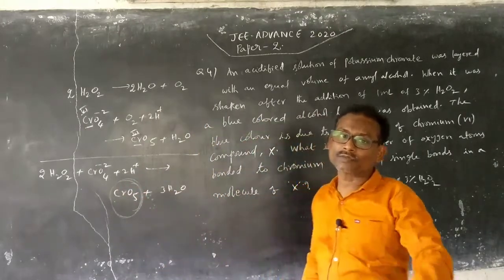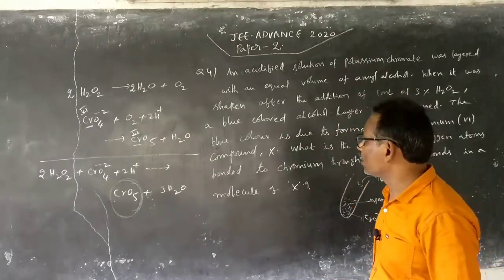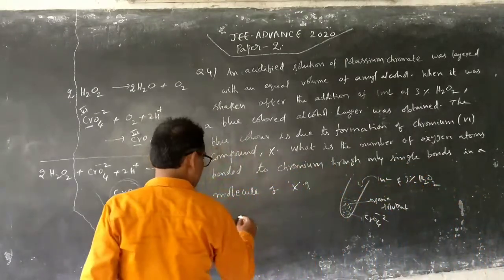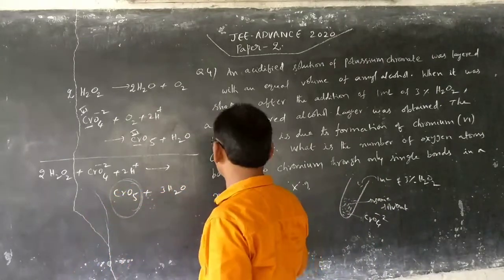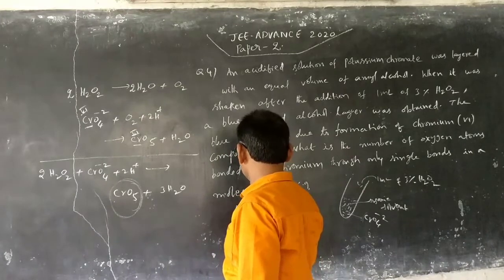So what is the structure of CrO5? If you are able to know, then we can give the answer. The structure of CrO5 you can write as a butterfly structure.